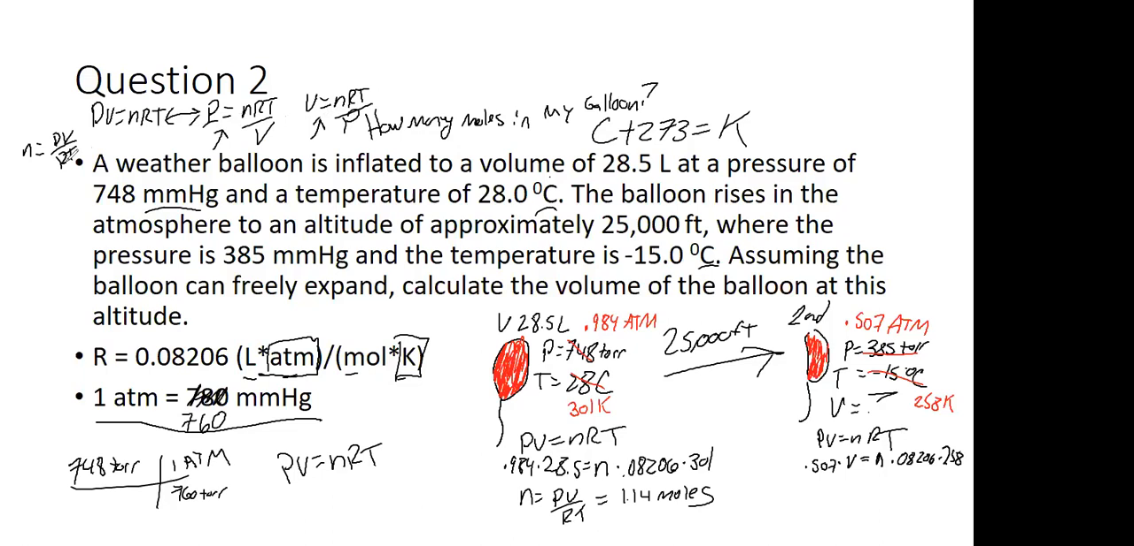You just try to get the variable alone that you don't have. Okay, so now that we have that 1.14, I can plug it into my second state. So N here is actually 1.14. And when I solve for volume, I get volume equals NRT divided by P, which is given in my previous steps. And I got 47.5 liters. This is a volume. So 47.5, 47.6, all close enough.